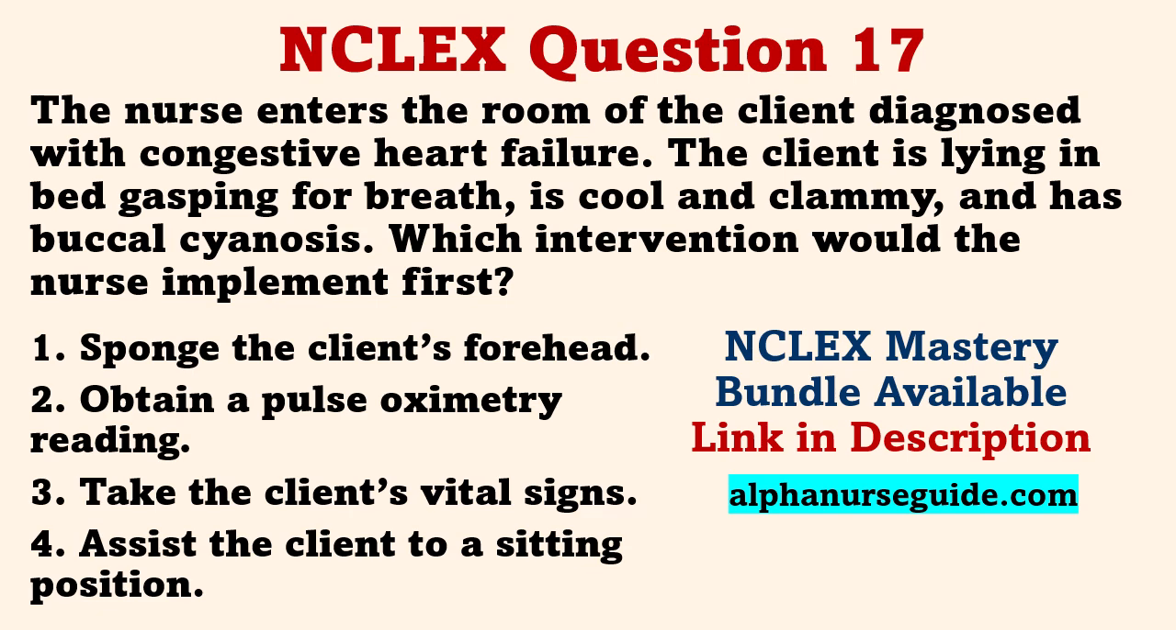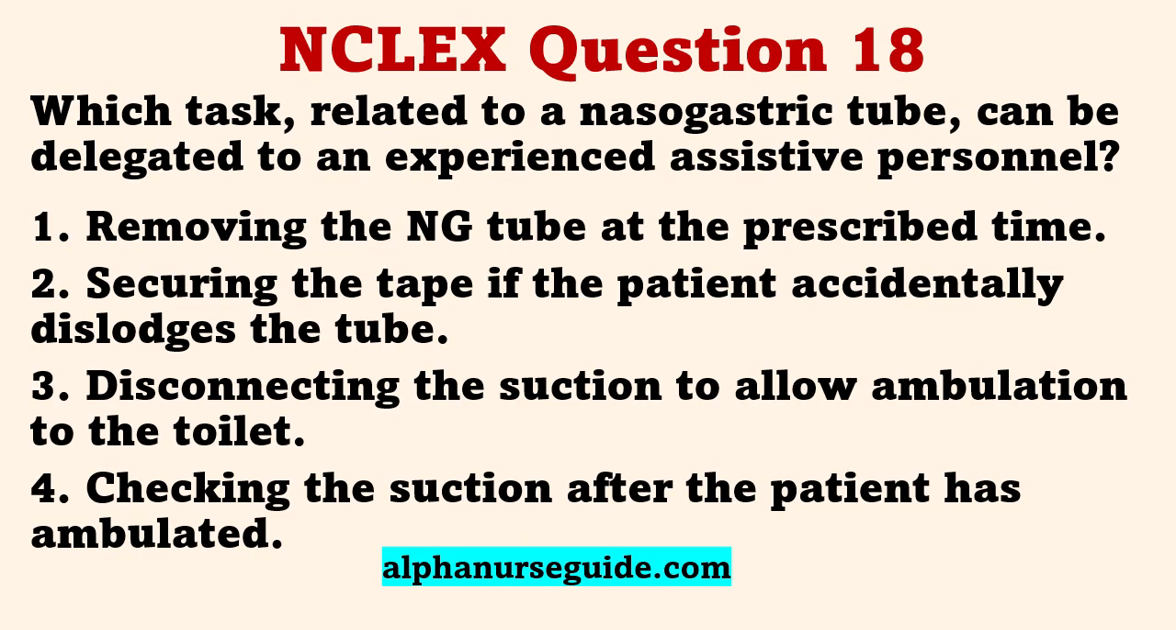the most immediate assistance. Which task, related to a nasogastric tube, can be delegated to an experienced assistive personnel? 1. Removing the NG tube at the prescribed time. 2. Securing the tape if the patient accidentally dislodges the tube. 3. Disconnecting the suction to allow ambulation to the toilet. 4. Checking the suction after the patient has ambulated.